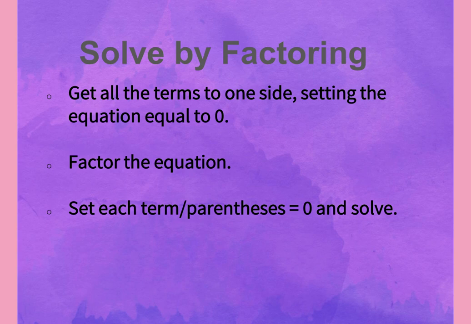And then you'll split and solve by setting each of those terms or parentheses equal to 0 and solving them. For a lot of these, you'll have two answers. It doesn't mean there's always two answers, but for a lot of them, there are two answers because they started as an x squared. Sometimes it's the same answer. Sometimes there are two different answers, but usually there's two.